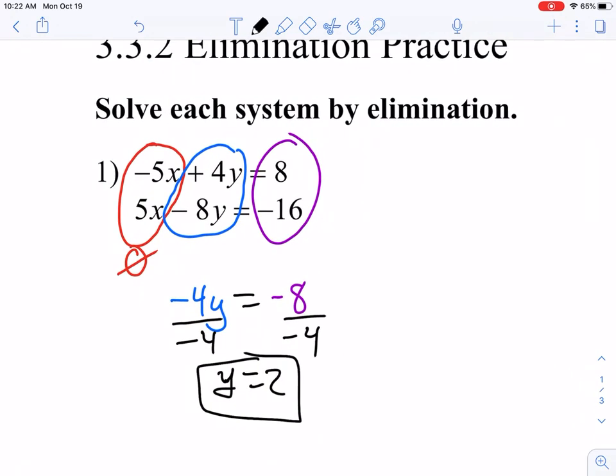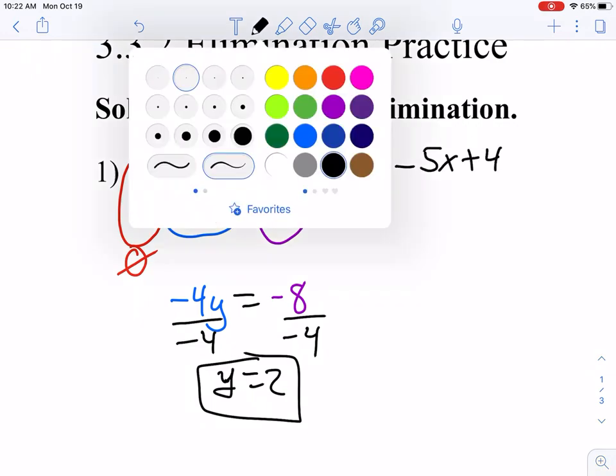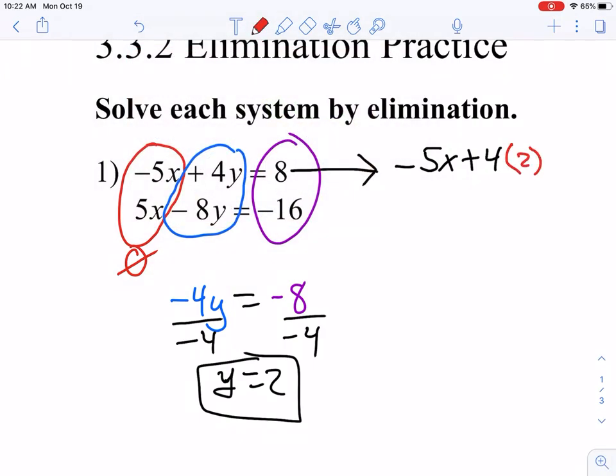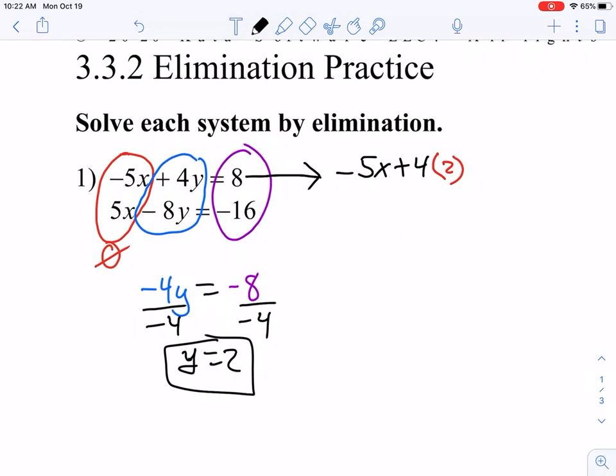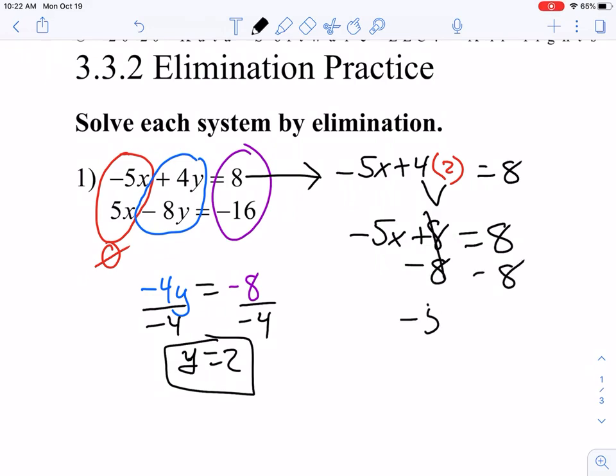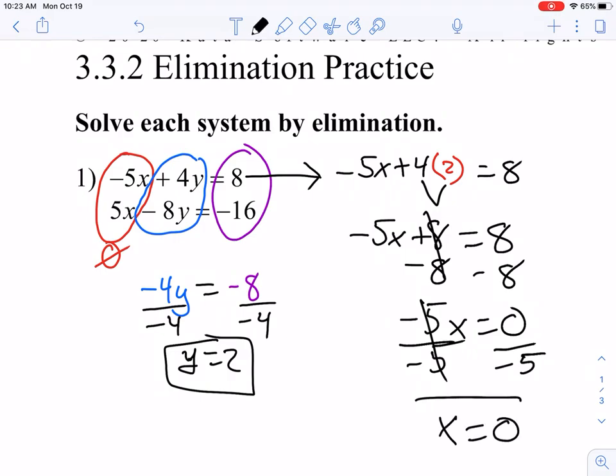Now that I have that, I can take my 2, y equals 2, and plug it into any equation. I'm going to use my top one. So I'm just going to rewrite it over here. Negative 5x plus 4, and then I'm replacing y with a 2. So I'm substituting 2 in for y, equals 8. So 4 times 2 makes positive 8. And then I have a two-step equation. So I'm going to subtract 8 from both sides. Negative 5x equals 0. 8 minus 8 is 0. I divide negative 5 to both sides. And x is equal to 0.